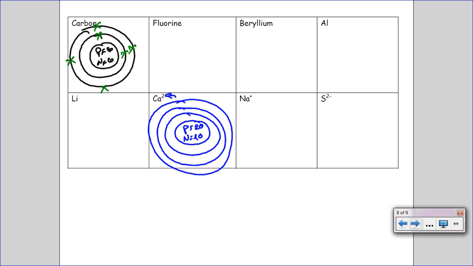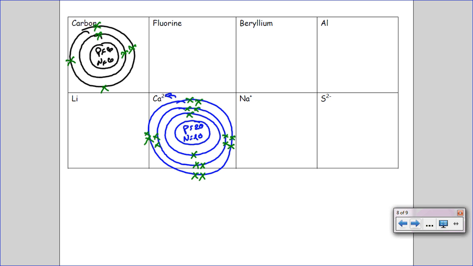the electrons. 2, 1, 2, then 8. 1, 2, 3, 4, 5, 6, 7, 8. And then the last principal energy level that is currently occupied in this ion also has 8. So 1, 2, 3, 4, 5, 6, 7, 8. There it is.